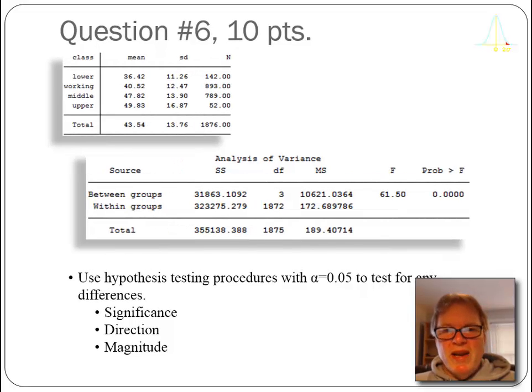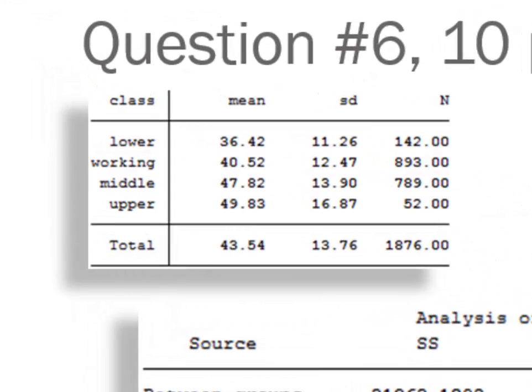Question number 6 is an ANOVA problem. We're going to give you output very similar to this. We'll give you a table of means, standard deviations, and sample sizes. Those groups, in this case I'm using subjective social class, lower, working, middle, and upper, that's our independent variable. The dependent variable in this case is still occupational prestige. Of course, the variables we use on the exam will be different than these.